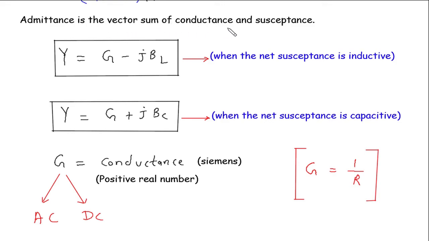Admittance is the vector sum of conductance and susceptance. Y is equal to G minus JBL. Admittance is equal to conductance minus J inductive susceptance. This BL is the inductive susceptance. When the net susceptance is inductive, Y is equal to G minus JBL. And when the net susceptance is capacitive, admittance Y is equal to conductance plus JBC. This BC is the capacitive susceptance.